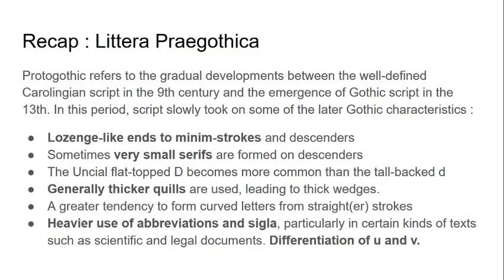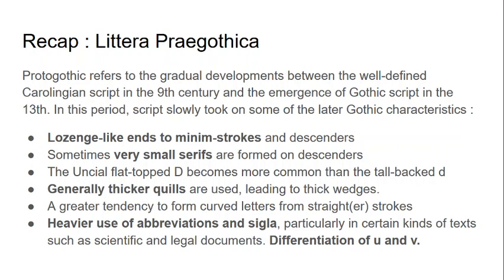And before we dive into this, it's important that we talk about littera pre-Gothica or Proto-Gothic script. And Proto-Gothic script refers to the gradual developments between the well-defined Carolingian script of the 9th century and the emergence of Gothic scripts in the 13th century. And in this period, script slowly started to take on some of the later Gothic characteristics. These characteristics included lozenge-like ends on minim strokes and descenders.